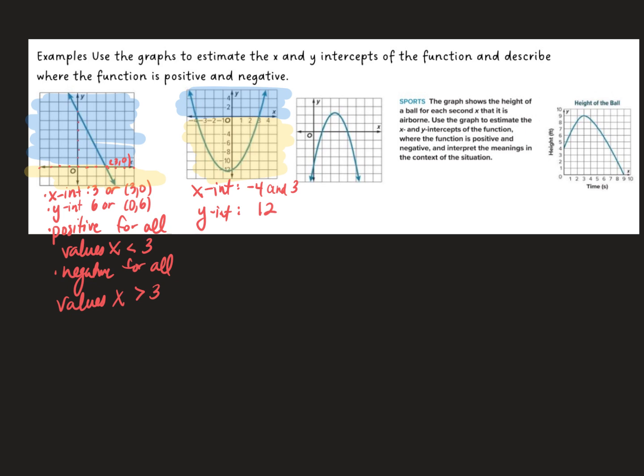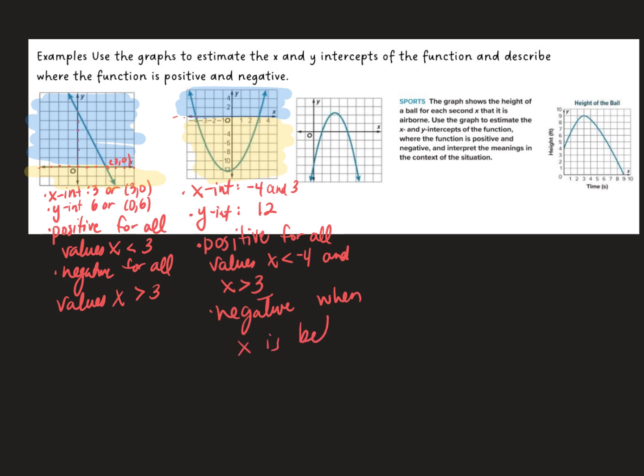And it is positive in a couple different places. For all values less than -4, x less than -4, and when x is greater than 3. That's when it's positive, and it's negative when x is between -4 and 3. And the best way to write that, this is between -4 and 3.